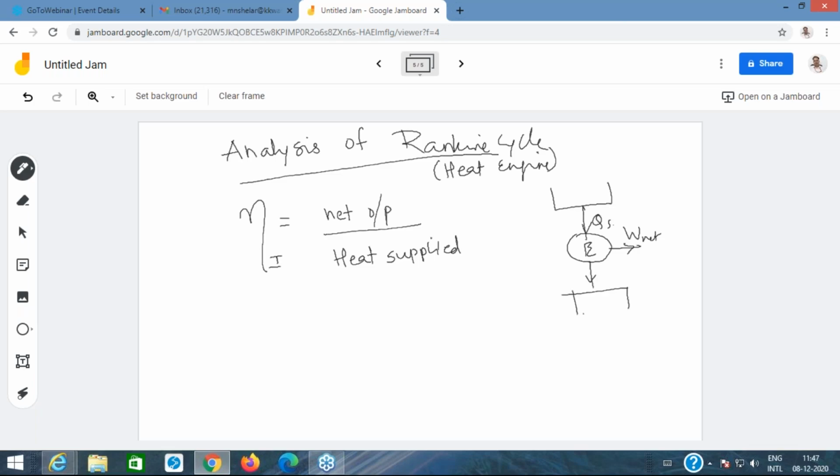Now output of this is what? Where do you get output from the Rankine cycle? Which process? Anybody? In which process do we get the output? Any answers? In which process do we get the output from the Rankine cycle?